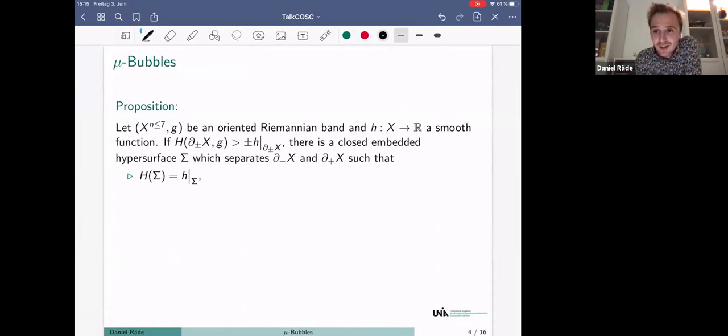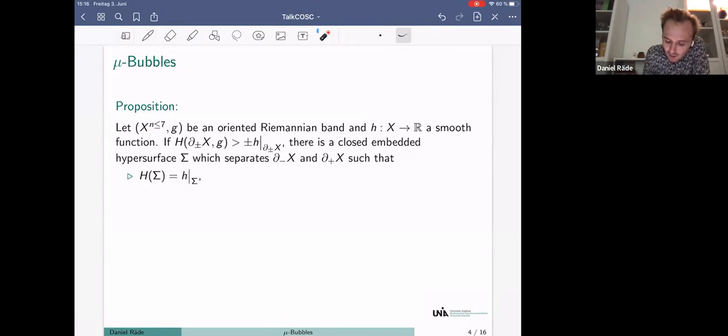we have a tool. We have one good tool in our geometric part, and this is mu bubbles. I just try to pack everything that you need to know about mu bubbles into one proposition. We will not go into the geometric measure theory. I just give you the black box that you need for everything that comes. So the proposition goes as follows. You have an oriented Riemannian band, and you fix a dimension less than or equal to 7 for GMT purposes and regularity theory of minimal surfaces.